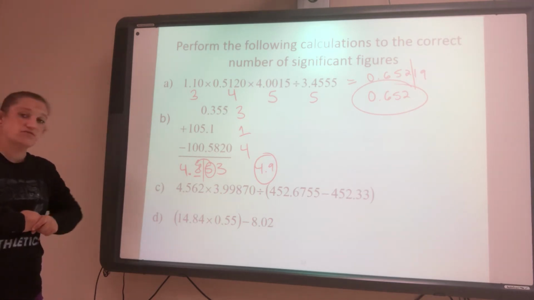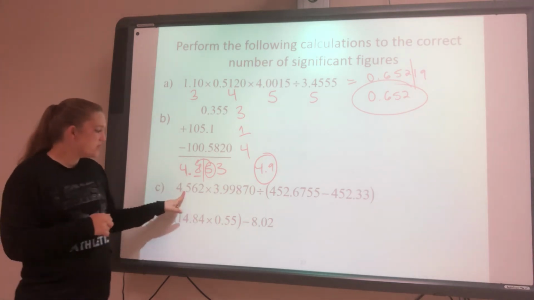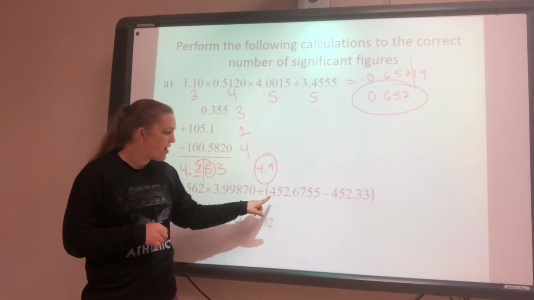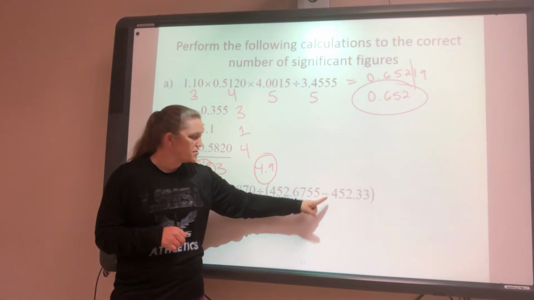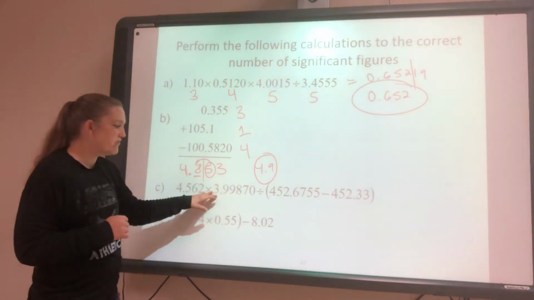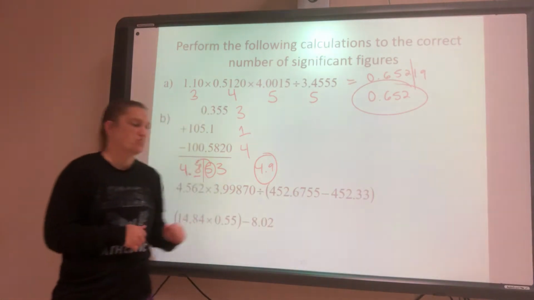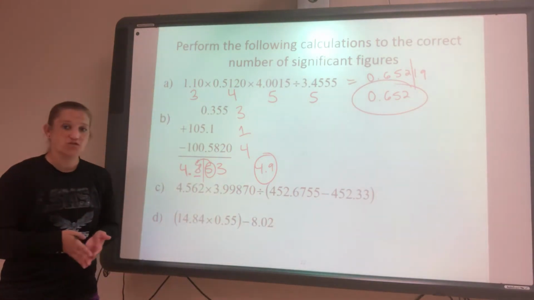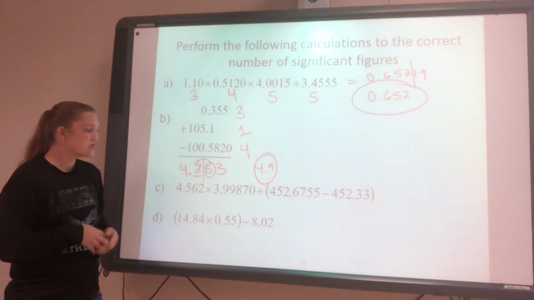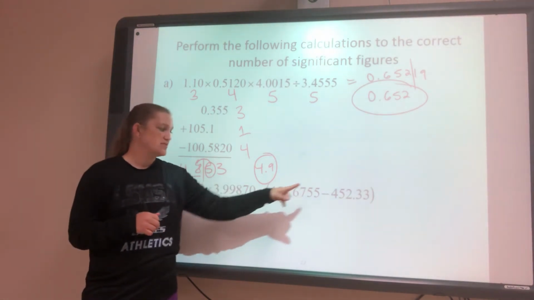All right, let's do C. So this number times 3.99870 divided by, I got this bad boy in parentheses with a subtraction. So I've got multiplication and division and subtraction together. So which one do I do first? So remember our PEMDAS. Okay, so the first thing I'm going to do is I'm going to use my parentheses.